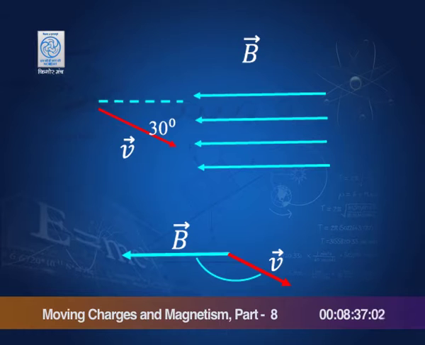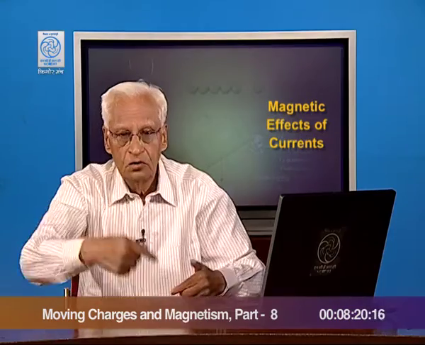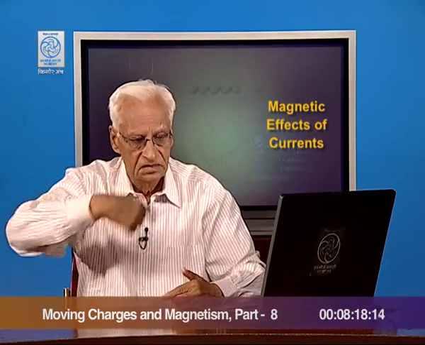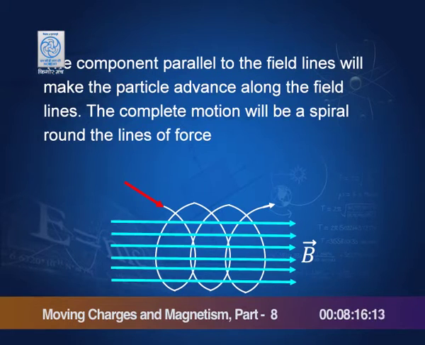Similarly, here say a particle is coming with velocity V, and then it finds a magnetic field B. So, what do we do? We break the velocity into two components. One component parallel to B is not affected. The perpendicular component would trap the particles in the gyrating motion around the field lines, and therefore, the result would be this.